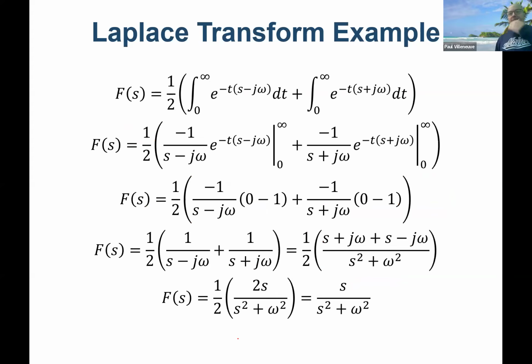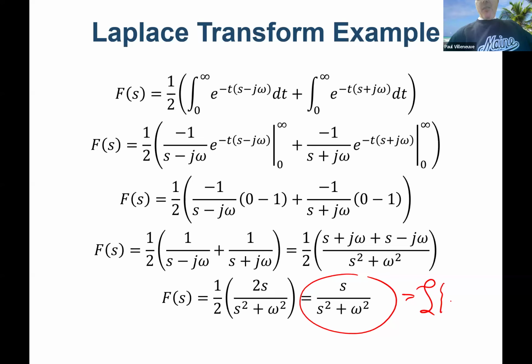And this is a lot of math, like I said. You don't have to be experts at it. But what I end up with is my F of s is equal to the Laplace transform of the cosine of omega t. So I just did the Laplace transform of the cosine of omega t with all this math, showing you that it's equal to s over s squared plus omega squared. So cosine just becomes s over s squared plus omega squared.